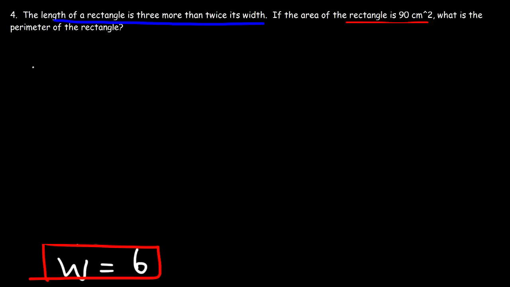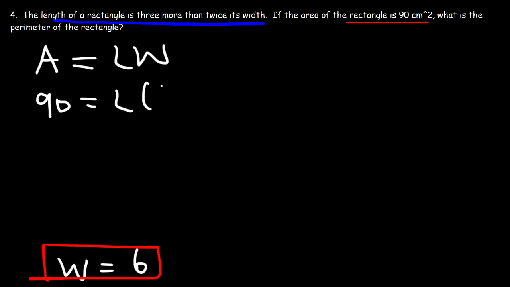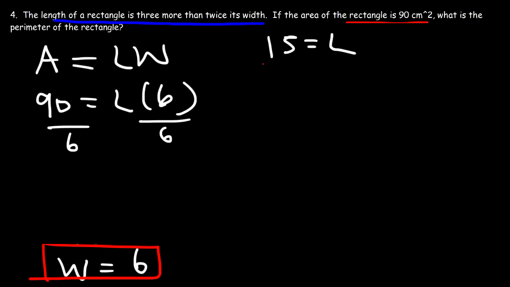So now that we have w, we can calculate L. Recall that the area is length times w, and the area is 90. The length we don't know, but the width is 6. So dividing both sides by 6, 90 divided by 6 is 15. So that gives us the length of the rectangle.